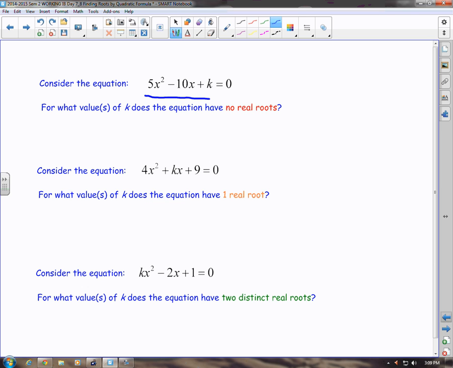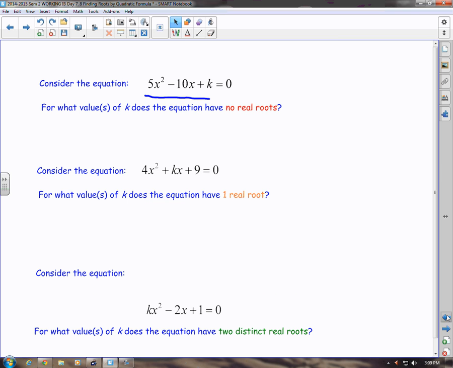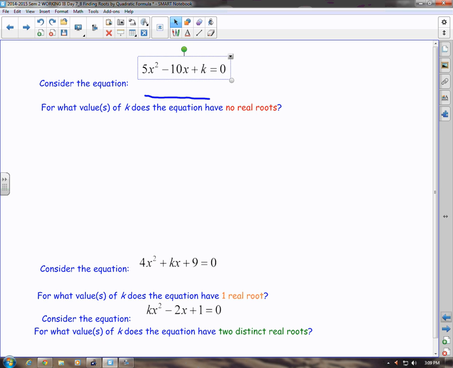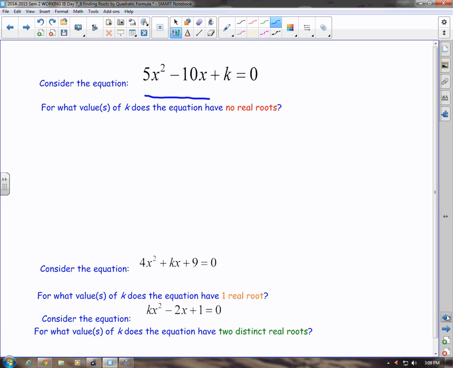So the first example that we'll do is this example that says, for what value of k will this equation have no real roots? So I put it in nice red there. This is the condition that we're looking for. We're looking for no real roots. Okay, so in other words, there are a lot of different values that we could put there at the end.